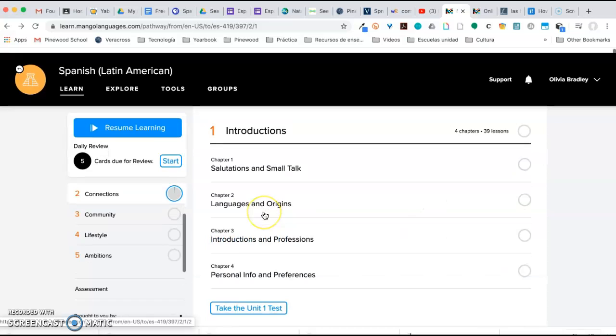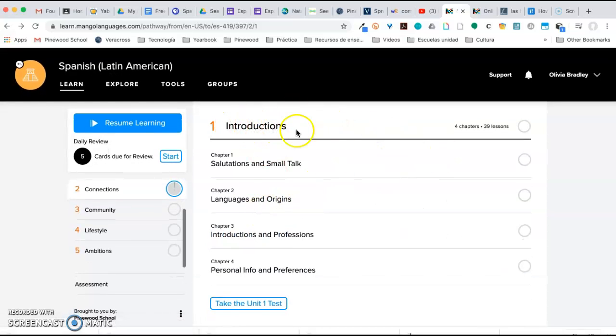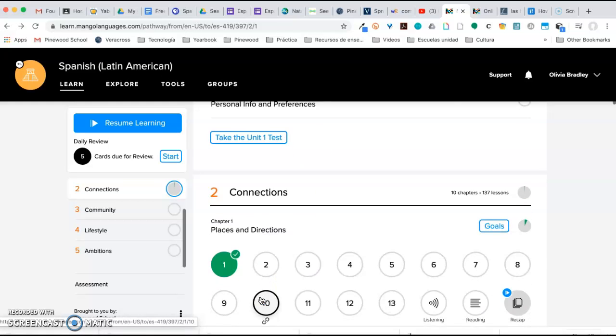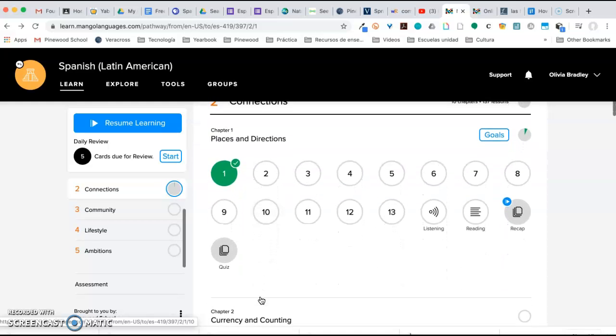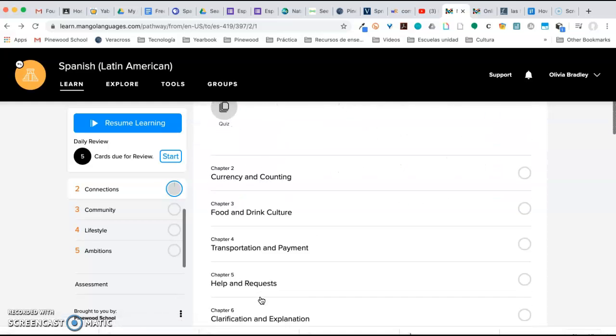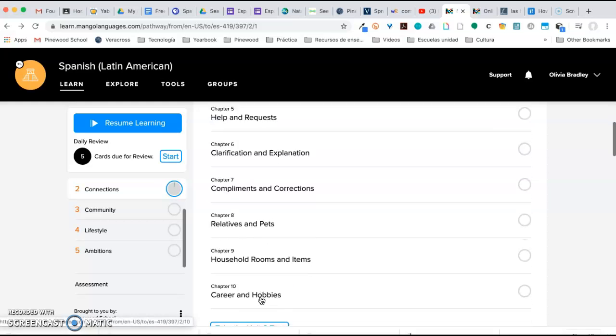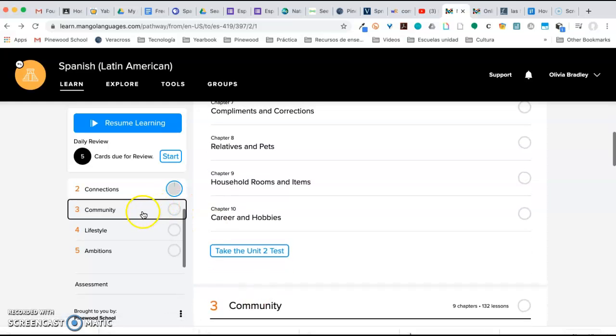And then here are all the different units. Unit 1, he said, is around novice. And then unit 2 would be novice mid to novice high. Now unit 1 only has 4 chapters. Okay, it's a shorter unit. And then here's unit 2. And if you see, it has many chapters. It has 10 chapters.